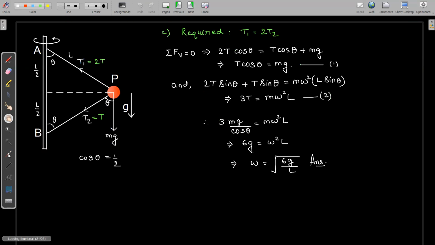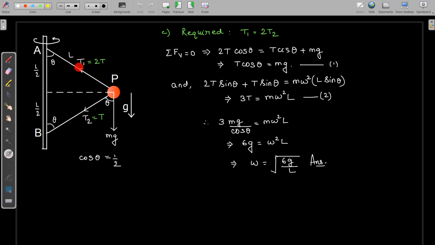In the third part, we are asked what should be the value of omega for which tension T1 is twice of tension T2. So if I take the tension T2 as T, then the tension T1 is 2T. Now, simply the particle is not moving in the vertical direction, so I'm equating the force in the vertical direction. Net force has to be 0. So in vertical, 2T cos theta should be balanced by mg plus T cos theta. So 2T cos theta is equal to mg plus T cos theta. So I get the value of T cos theta to be mg. This is our first expression.